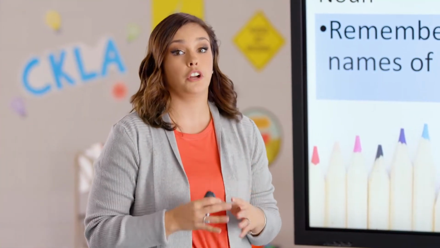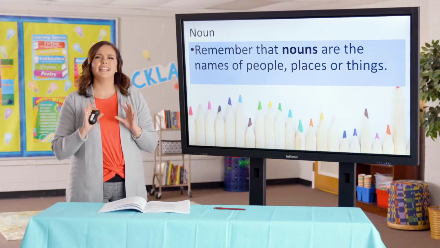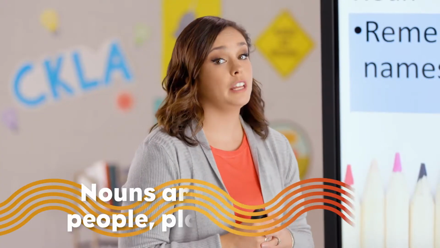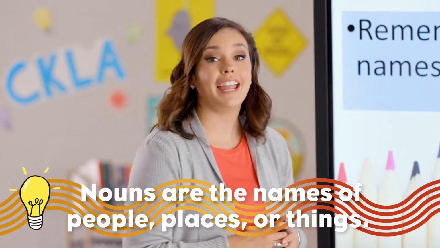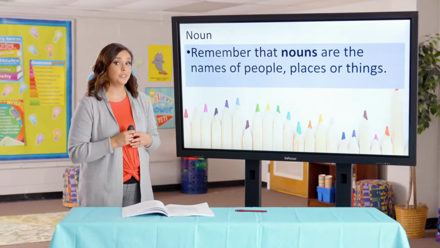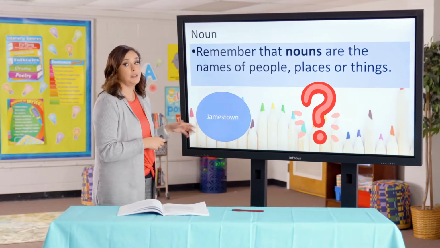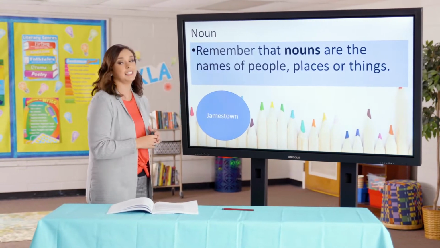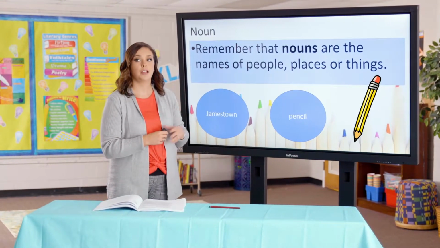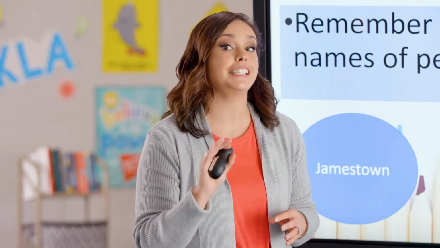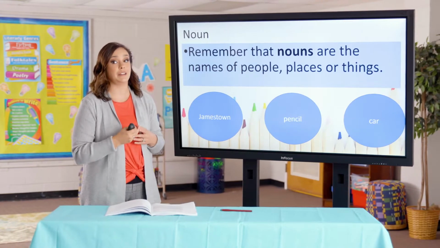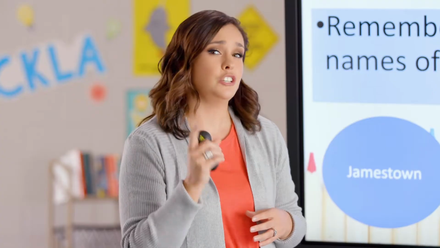You guys have already learned a lot about the parts of speech. Let's think back to one of the parts of speech that we've talked about a lot this year. We've already learned this year that nouns are names of people, places, or things. Can you think of any nouns? What about Jamestown? Remember, Jamestown is capitalized because it's a proper noun. Or pencil. Notice this one's not capitalized because it's a common noun. And car. Car is an example of another noun. Did you think of any of these?